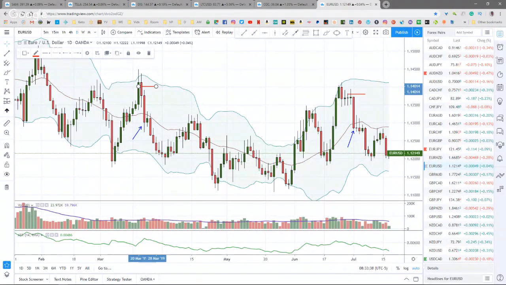GBP is like an ATM machine. Yeah, Brexit's been good to us, hasn't it?